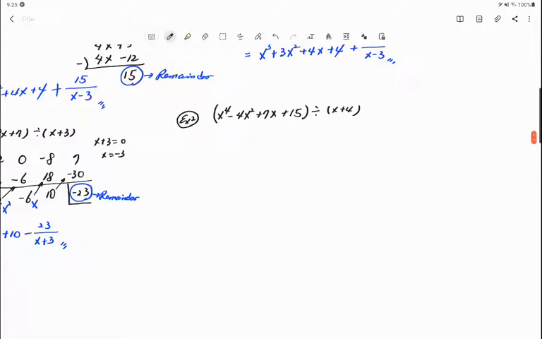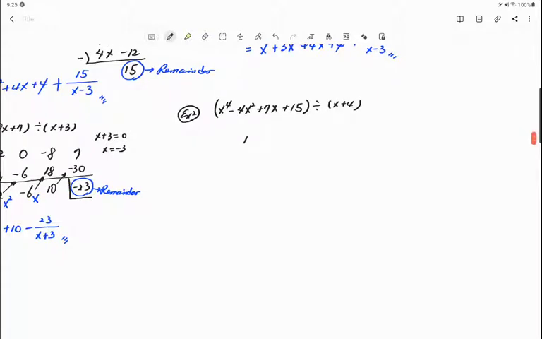So write the coefficients. So 1, x to the 4th power is 1, and there's no x cubed, so put 0. The coefficient of the x squared term is negative 4, then 7, and 15. L shape. So here it is x plus 4. If I make it 0, then what's x? Negative 4, right? So put negative 4 here. And then bring 1 down. Then multiply these 2 numbers and write it here. Negative 4, right?